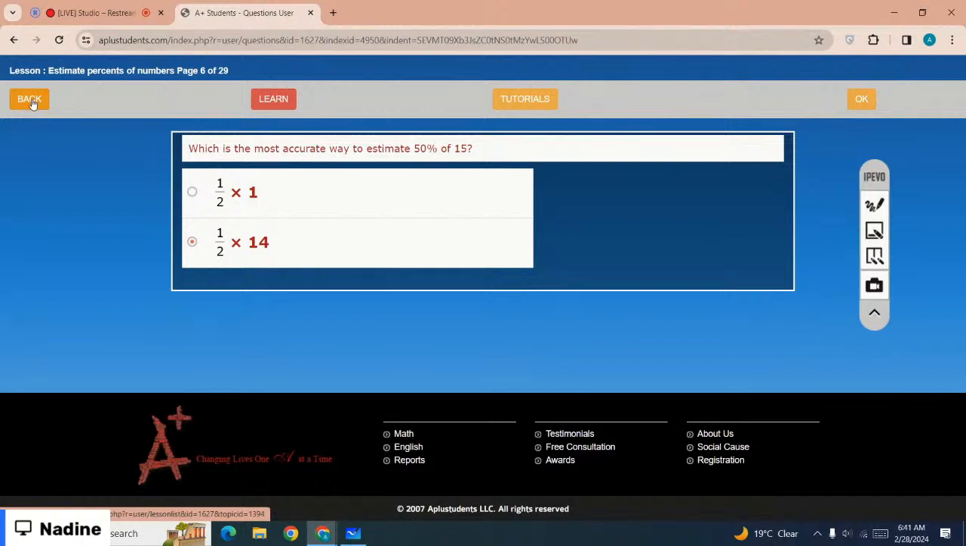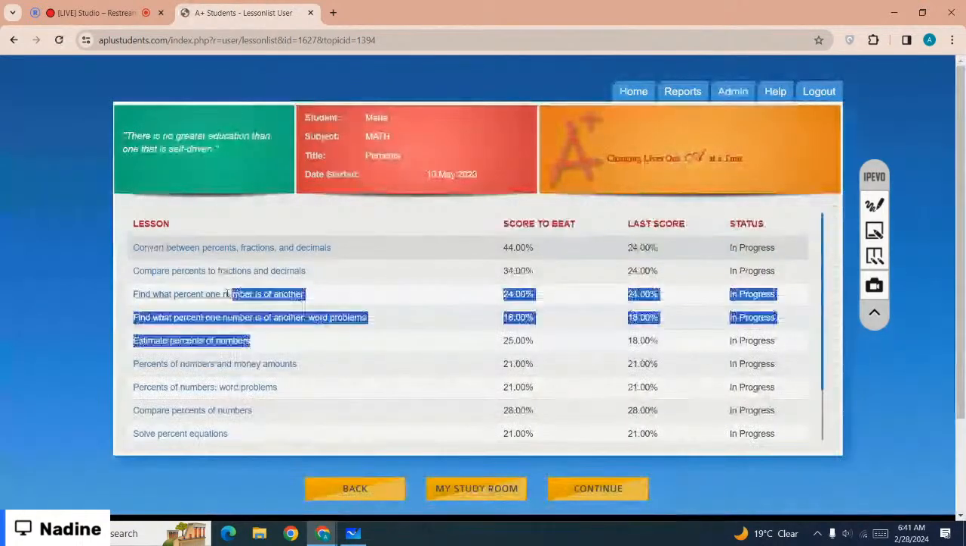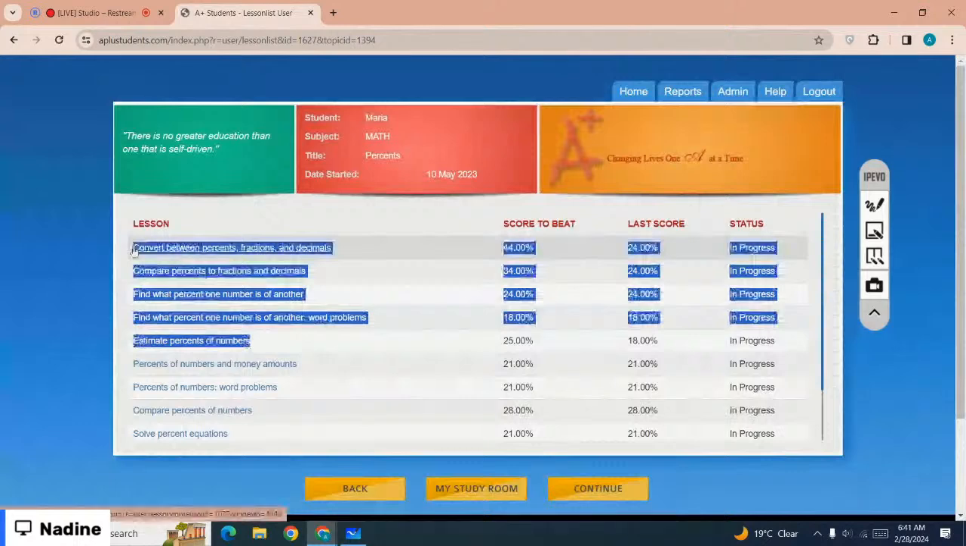So we are working on grade 8 math. The chapter we're working on is percents, right? And the lessons we have covered today are convert between percents, fractions and decimals, compare percents to fractions and decimals, then find what percent one number is of another, then find what percent one number is of another word problems. You have to do the word problems on your own, and then estimate percents of numbers.